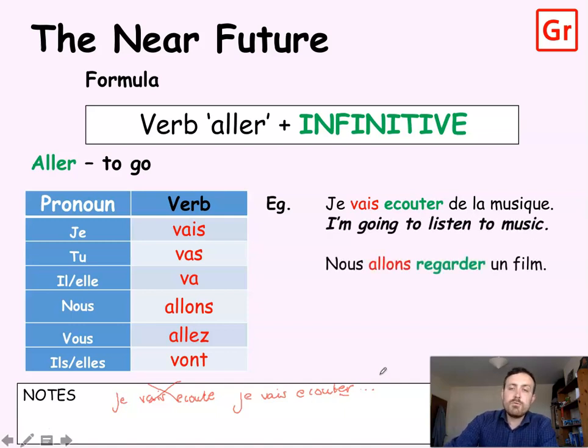Another example would be nous allons regarder. So again, the only thing that's going to change here is the allons. Okay, that bit is still the infinitive form, but it's a different infinitive because it's to watch. So it's we are going to watch a film.